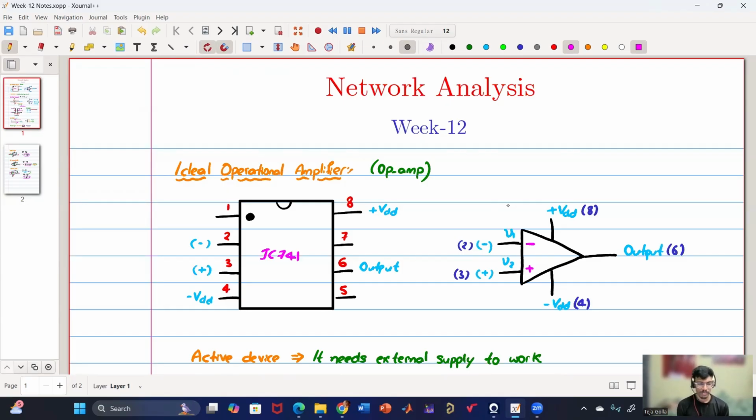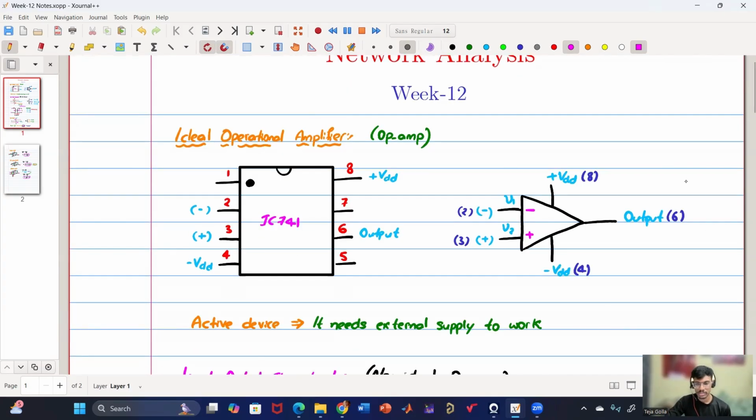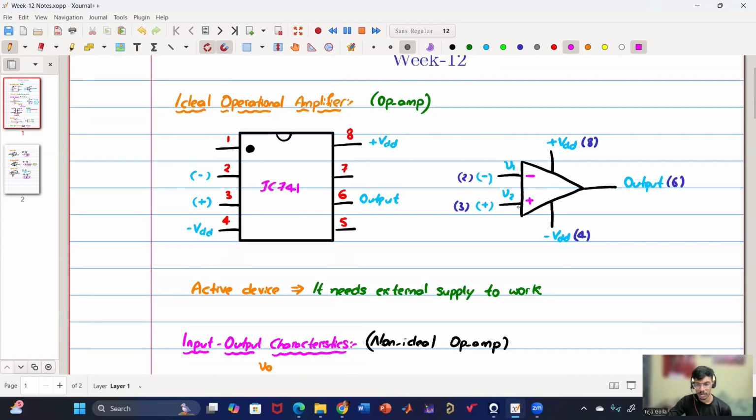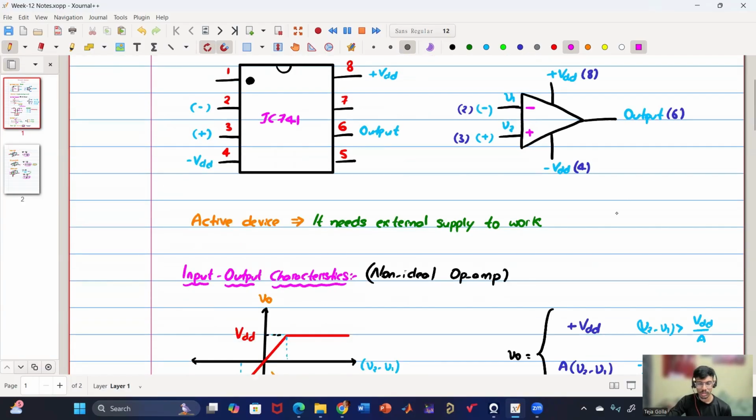So here I have considered one IC741 device which consists of 8 pins, and these are the 8 pins. Out of these 8 pins, our points of interest are only 5 pins, which are the inverting terminal, non-inverting terminal, minus VDD, plus VDD, and output. I have also drawn this circuit symbol, which is usually drawn in the case of circuits. Rather than drawing this complicated 8-pin device, we'll draw this 5-pin device. And minus is called the inverting terminal, plus is called the non-inverting terminal. This is plus VDD, this is minus VDD, and this is the output. And it is an active device because it needs an external supply to work.